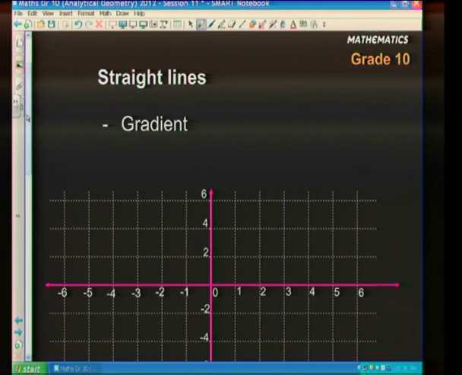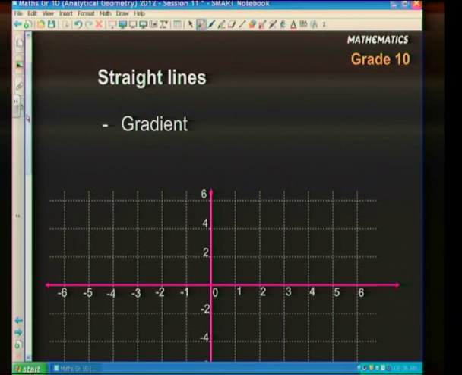We're into the second part of our lesson, and now we are going to be talking about gradients and straight lines. Gradient is something that you have met before in grade 9 when you were sketching straight lines. The word slope or inclination can also be used, and the gradient refers to how steep upwards or downwards a line is.